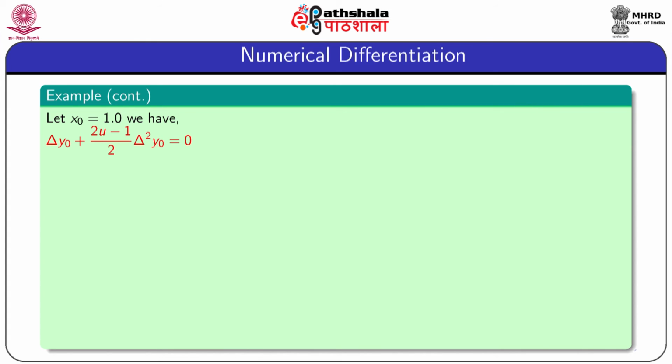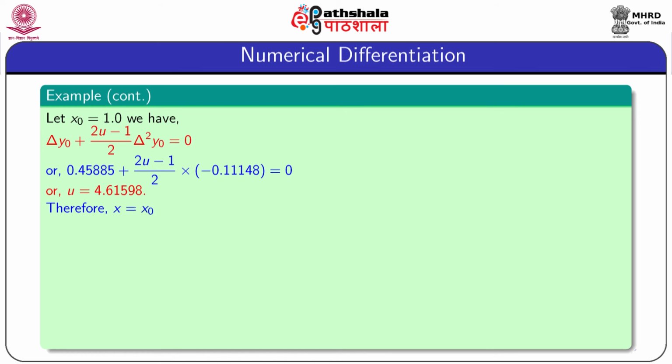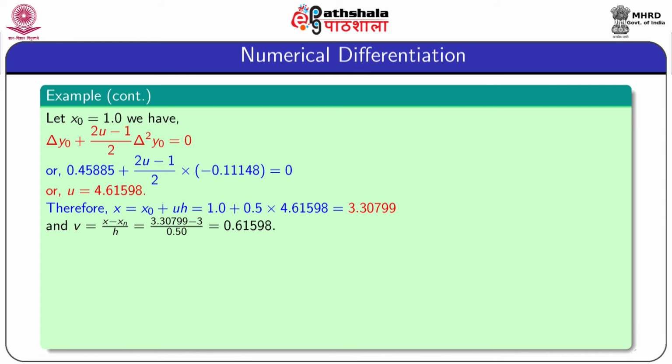Let x0 = 1. We have Δy0 + (2u − 1)/2 Δ²y0 = 0. After substituting the values of Δy0 and Δ²y0, we get this equation. After simplification, this becomes u = 4.61598. We consider only the linear expression for u, avoiding the quadratic terms. Therefore, the value of x is given by x0 + uh, which is 1.0 + 0.5 times 4.61598. After simplification, this becomes 3.30799. Note that this value is at the end of the given table.